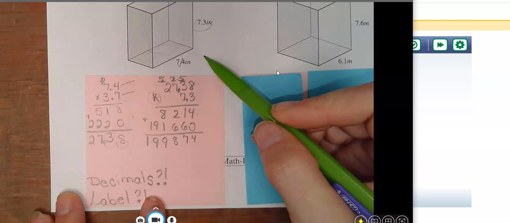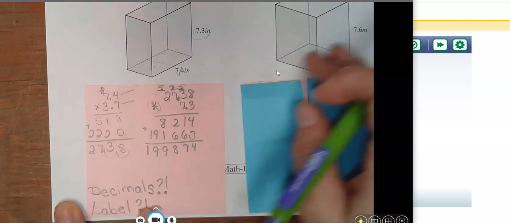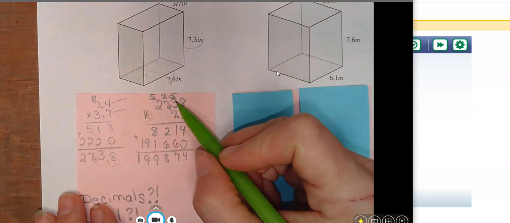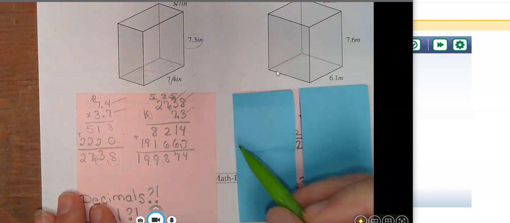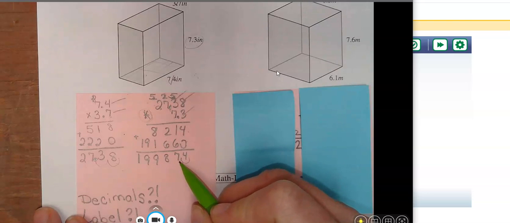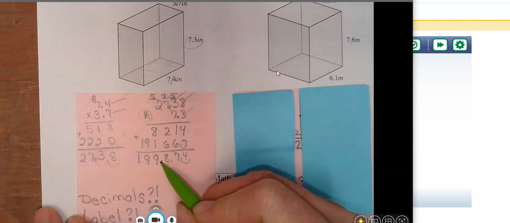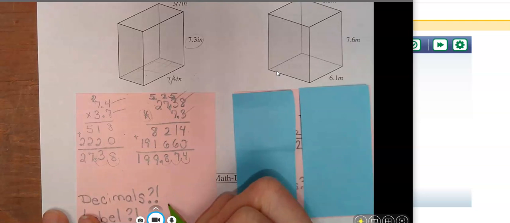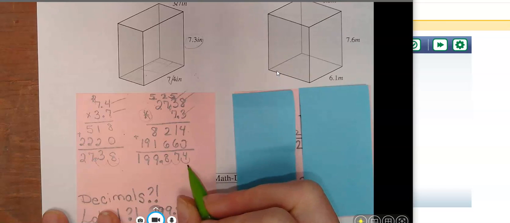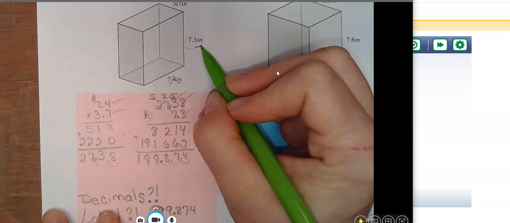Because this is volume, we will also need a label. What are we measuring? So first of all, 1, 2, 3 places to move the decimal. Start as if it's a whole number, but make it smaller. So our answer is 199 and 874 thousandths. But then we need to label.